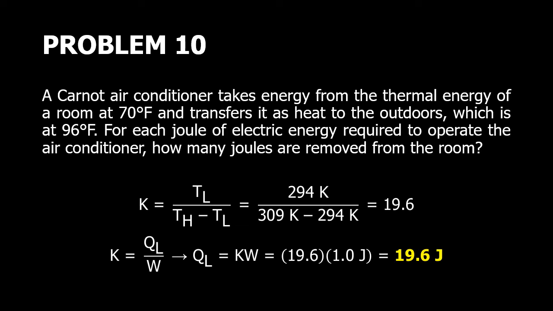But we are looking for the energy required. So again, we use the other formula, that is QL over work. And we are looking for the energy that is QL because it's removed, so that's low. If it is what is added, you find the W or the work. So Q equals K times W, that is the coefficient of performance multiplied by 1 joule, since we are looking for each joule, so we just need 1. So that is equal to 19.6 joules.